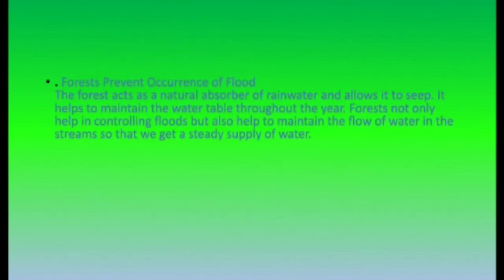So the next one we are going to see is how forests prevent the occurrence of floods. The forest acts as a natural absorber of rainwater and allows it to seep. It helps to maintain the water table throughout the year. Forests not only help in controlling floods but also help us maintain the flow of water in the stream so that we get a steady supply of water.